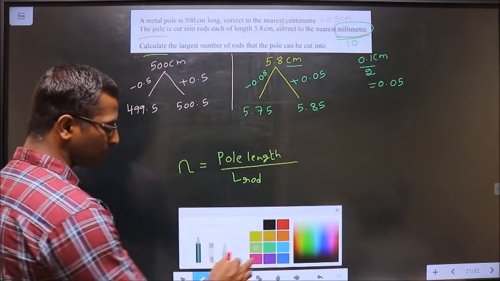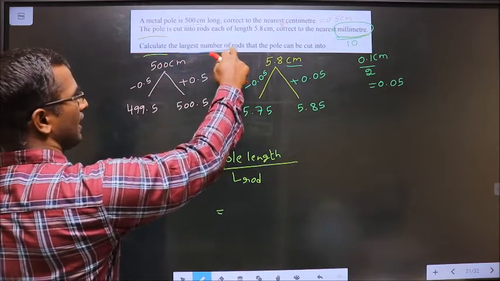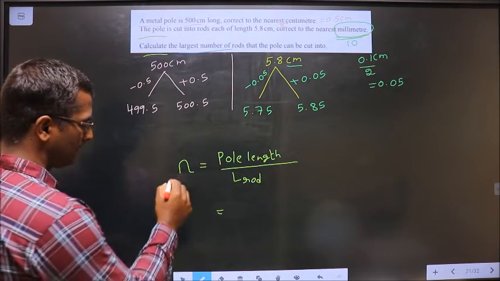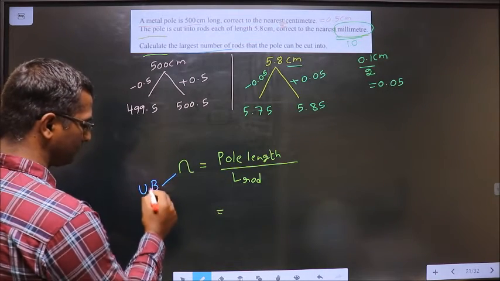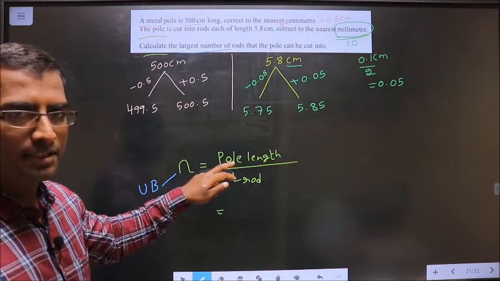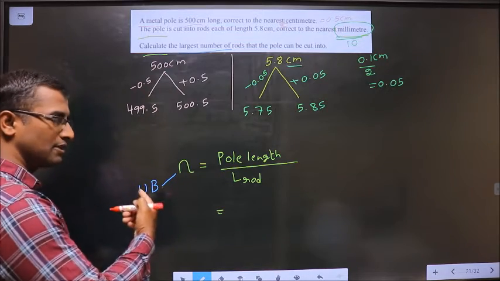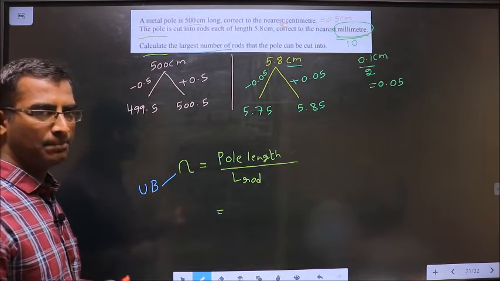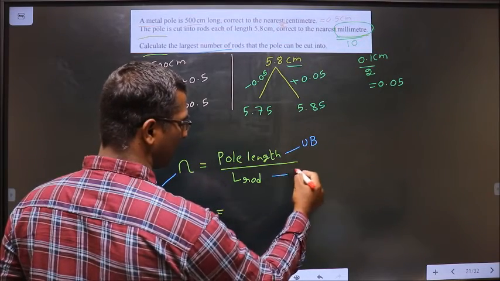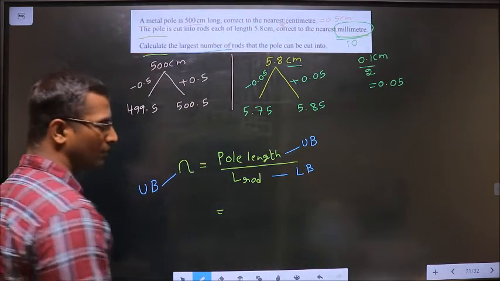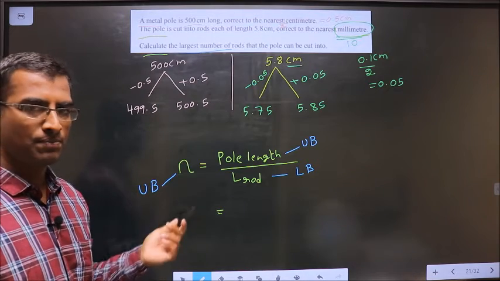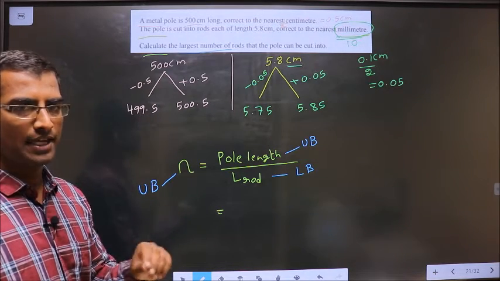Now, you also need largest number of rods. Largest number of rods mean upper bound for this you need. And how do you get the upper bound? Analyze here, this is a fraction and result should be upper bound. That could only happen if you take numerator to be upper bound and denominator to be lower bound. In fraction, upper by lower will result in upper. Clear?